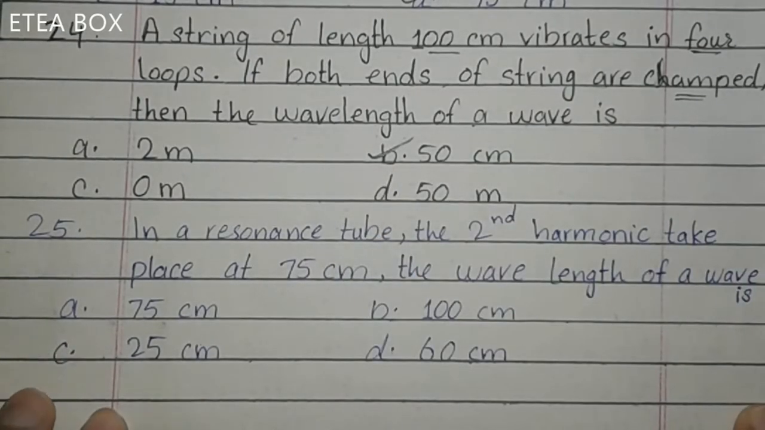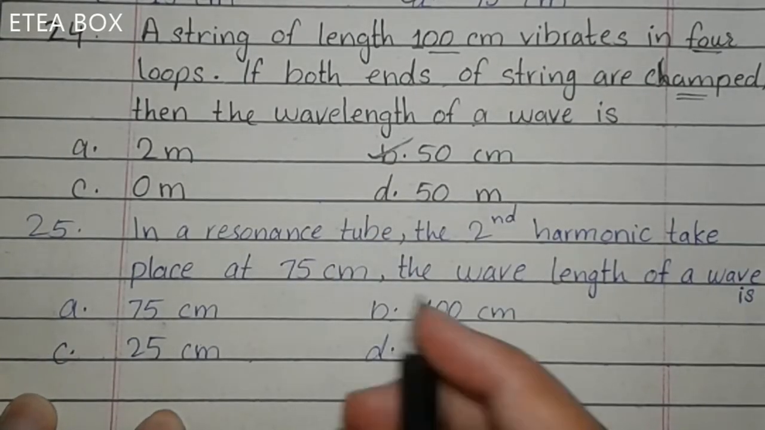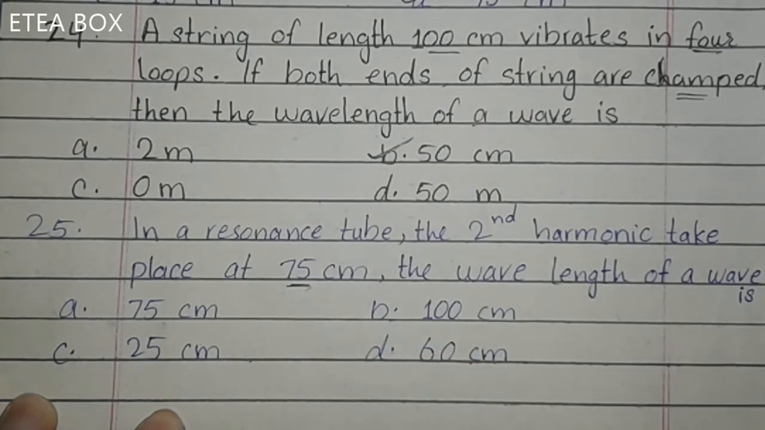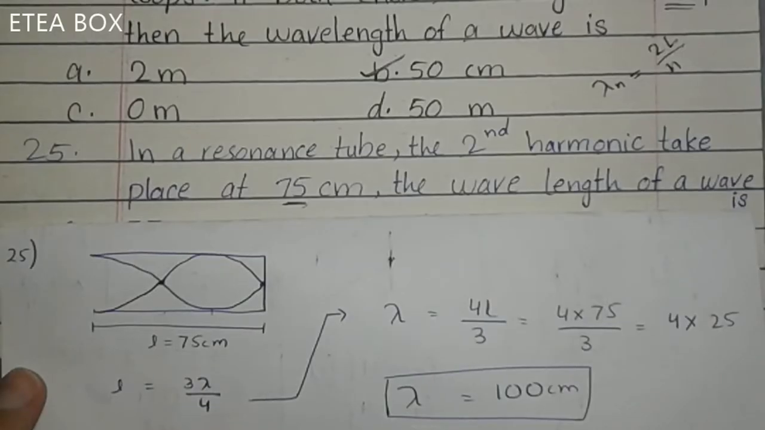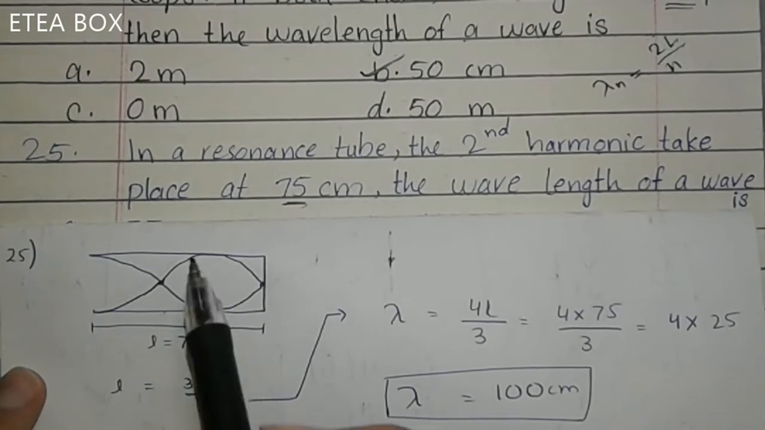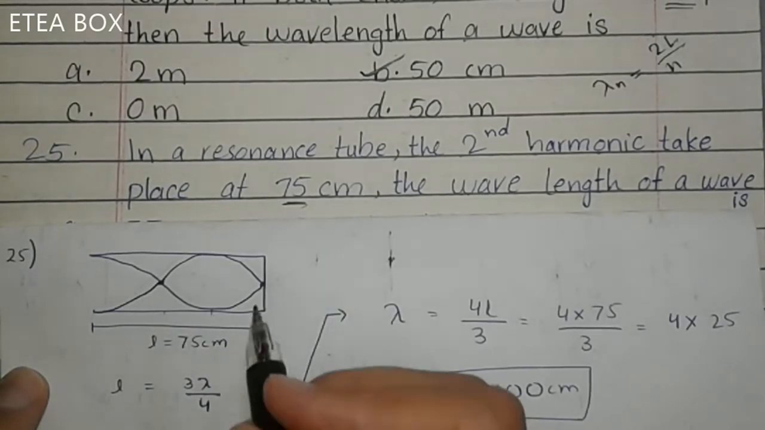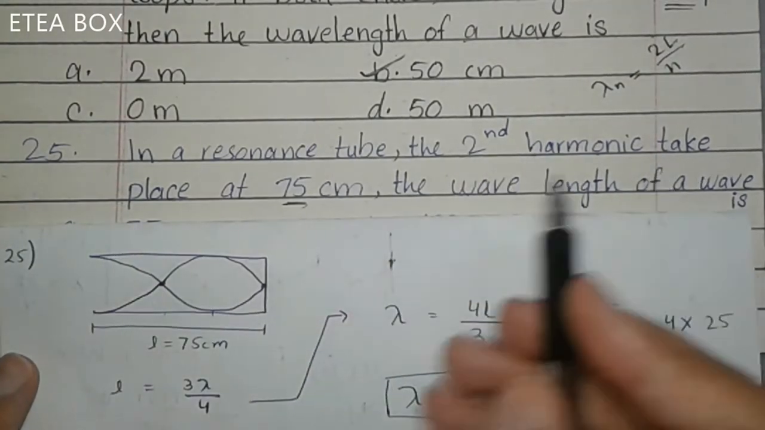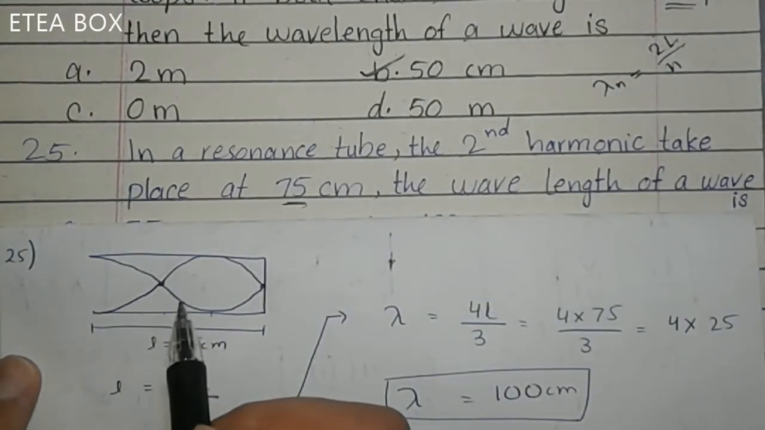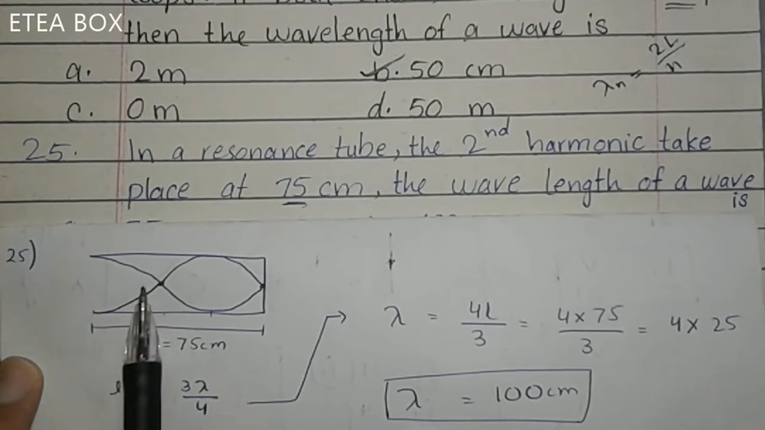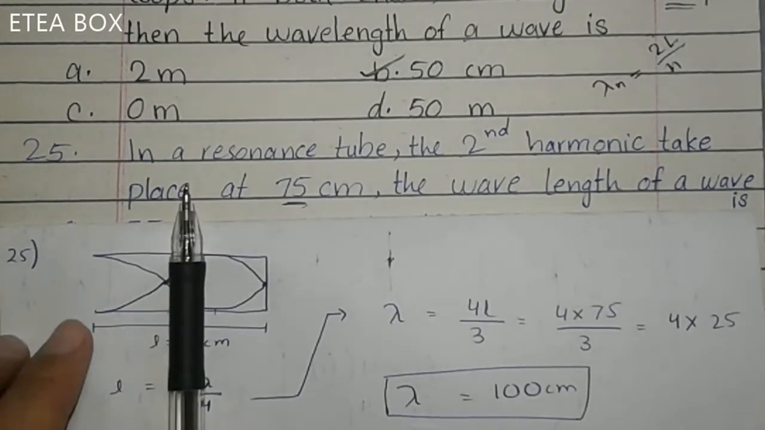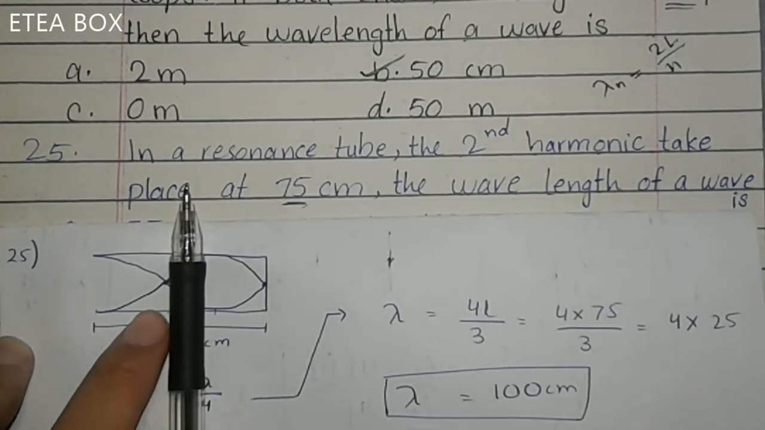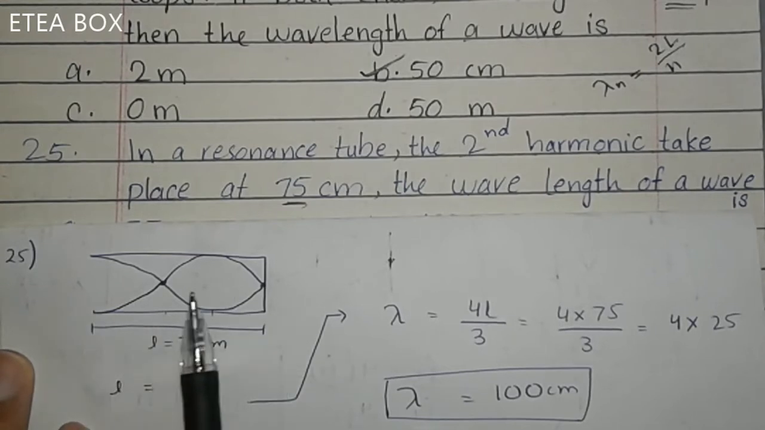25. In a resonance tube, the second harmonic takes place at 75 centimeter. The wavelength of the wave is. Now look, the resonance tube means that this is the closed organ pipe. Okay, the one end will be closed here like this. So they are saying that second harmonic, look, this one is second harmonic. If it was from here to here, it would be first harmonic, and this one is now second harmonic.